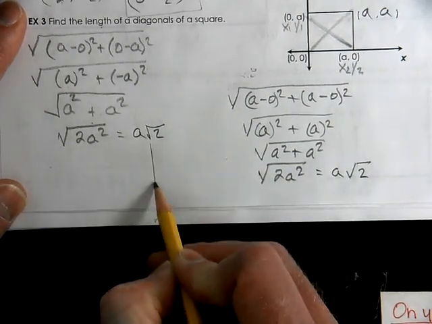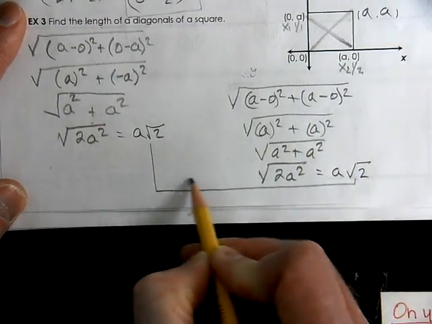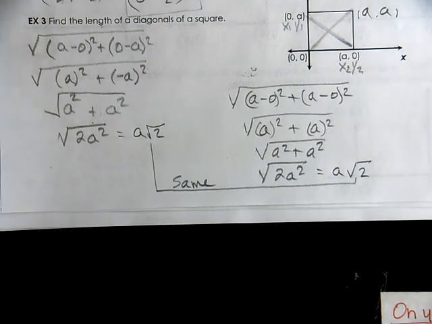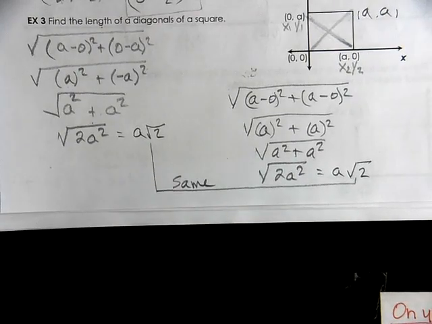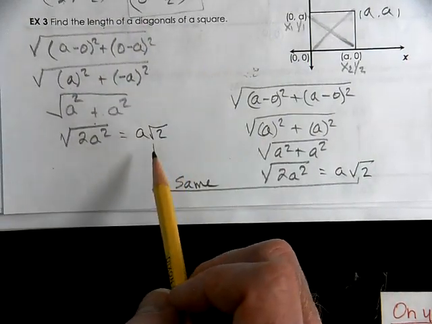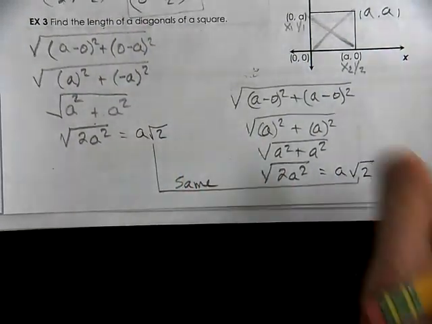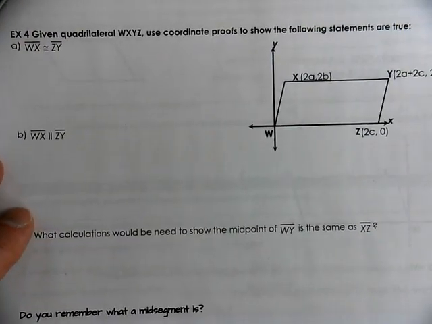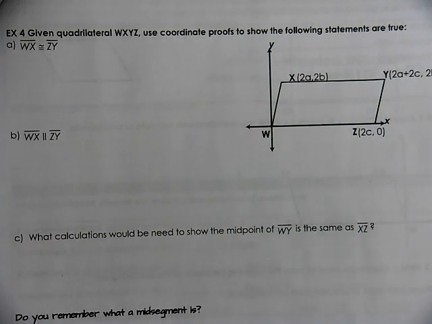So there we have it. Our two diagonals are the same. So if our distance is the same, they are congruent. Equal in length will show congruence. Find the length of each of them. We have shown that the diagonals are congruent. That's going to be true about every square, because we did that with variables with a square.